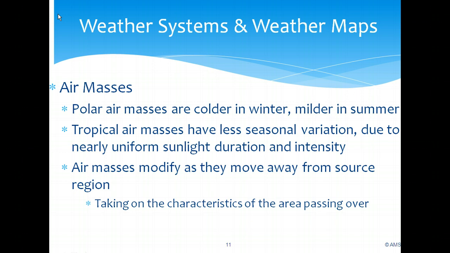and tropical air masses tend to be fairly stable and have less seasonal variation due to the sunlight that is found in the tropics and the duration and intensity of that sunlight. Air masses obviously are going to modify as they move from their source to the other region that they are moving to, and they will take on more of the characteristics of the region that they're passing over. So there are changes in air masses as they occur over time.